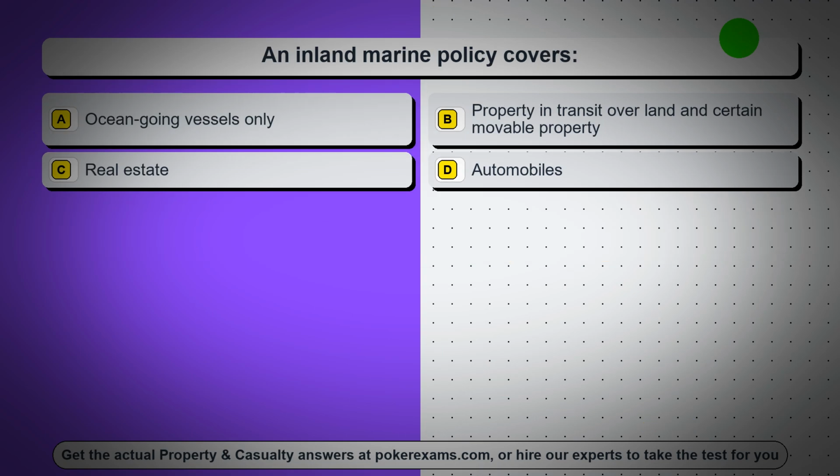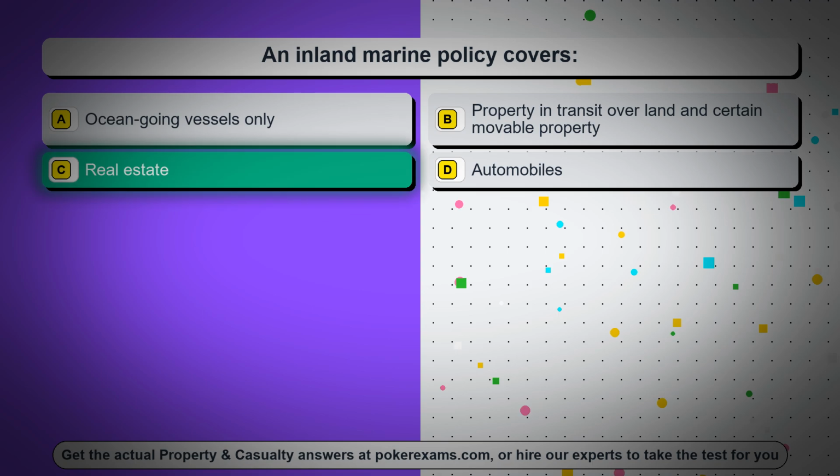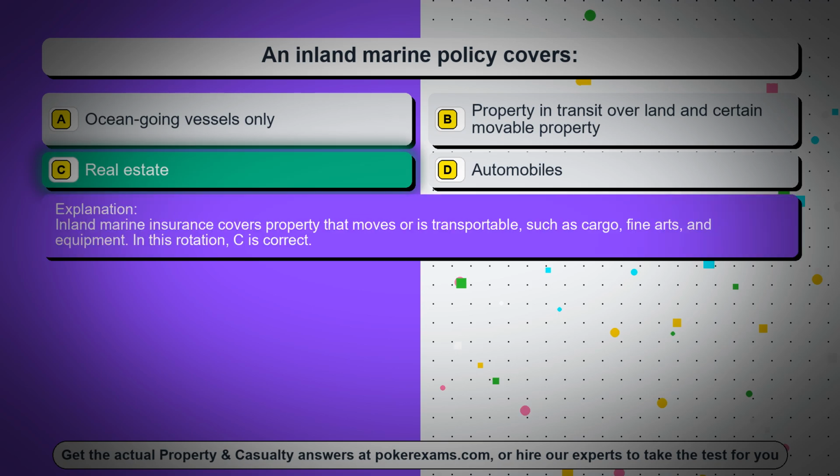Question 21. An inland marine policy covers: Option A, ocean-going vessels only. Option B, property in transit over land and certain movable property. Option C, real estate. Option D, automobiles. The correct answer is option C, real estate. Inland marine insurance covers property that moves or is transportable, such as cargo, fine arts, and equipment. In this rotation, C is correct.